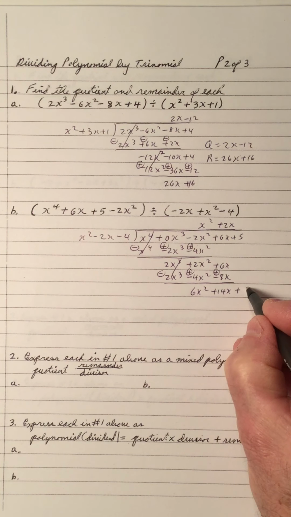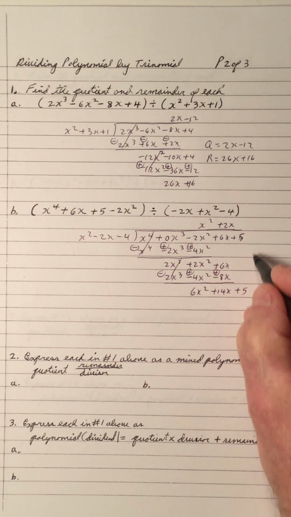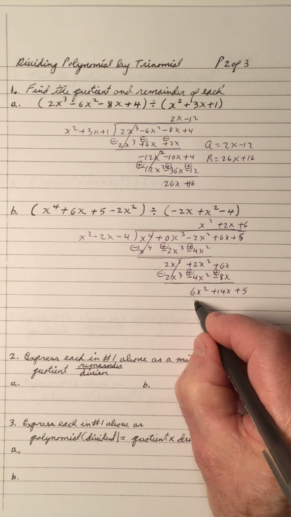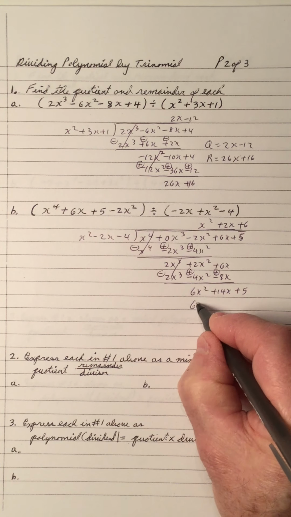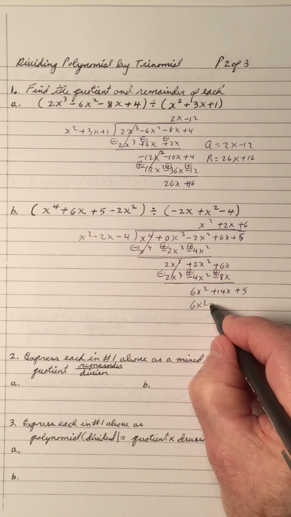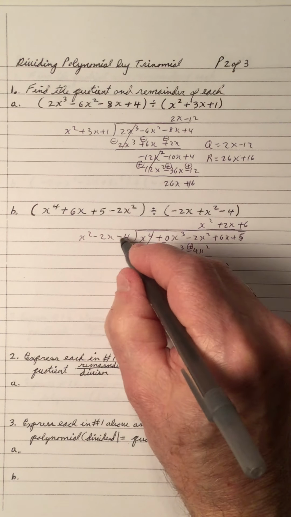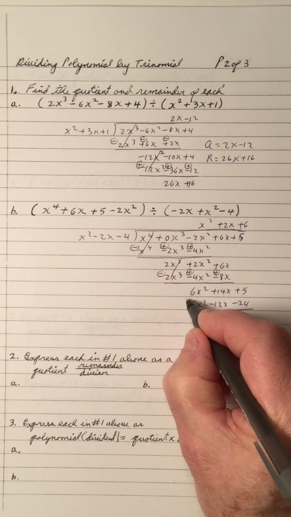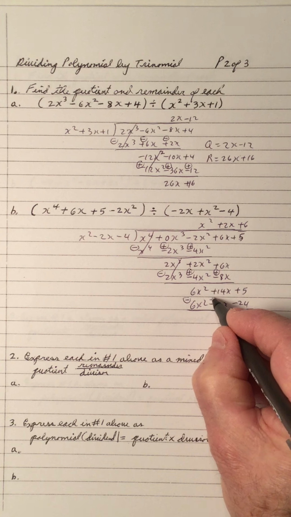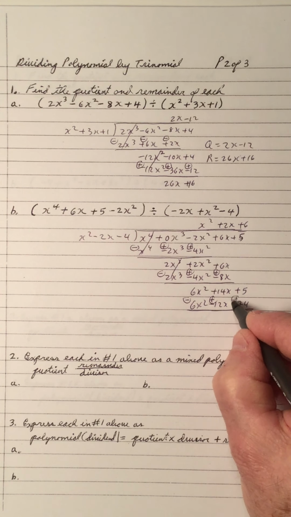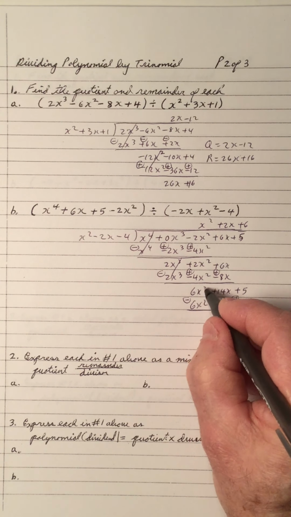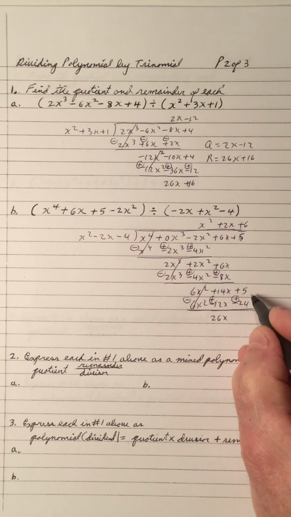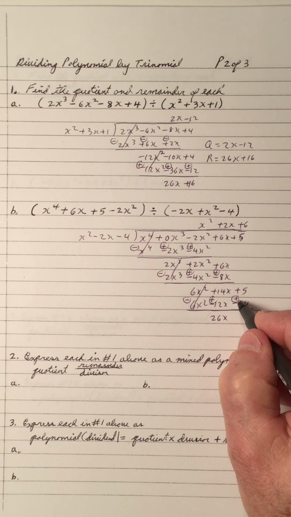Bring down your next term, which is a 5. x squared into 6x squared is a plus 6. So that's multiply back: 6 times x squared, 6 times negative 2x, 6 times negative 4. Plus becomes a minus. Minus becomes a plus. Minus becomes a plus. 6 minus 6 is 0. 14 plus 12 is 26x. And 5 plus 24 is 29.